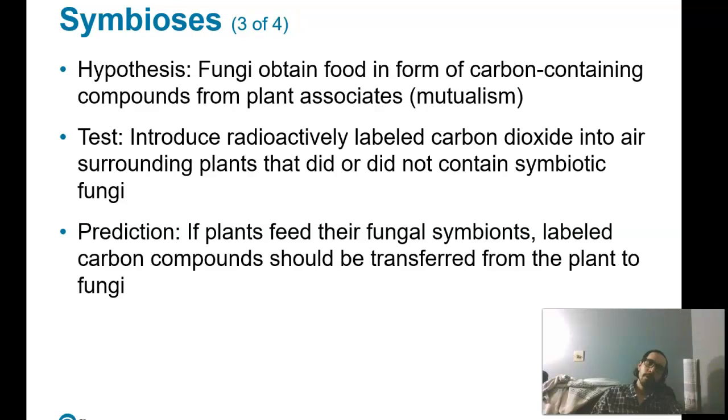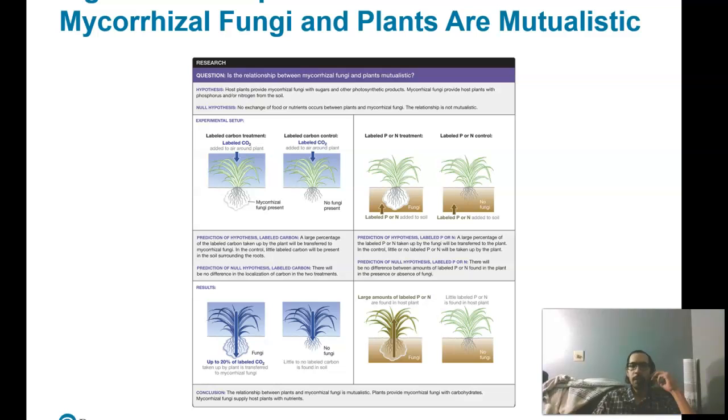Okay. So one hypothesis is that fungi obtain food in the form of carbon-containing compounds from the plants that they live on. And to test this, they introduced radioactively labeled carbon dioxide into air surrounding plants that did not contain the symbiotic fungi, and they compared those with the plants that did have symbiotic fungi. Okay. So here's the experiment. You have two plants. One of them has the mycorrhizal fungi present, the other one does not.